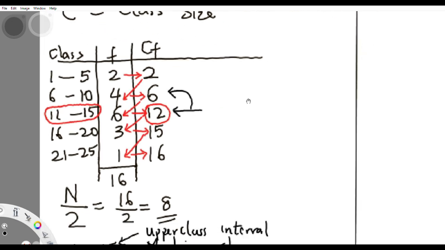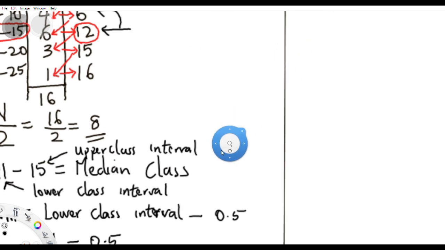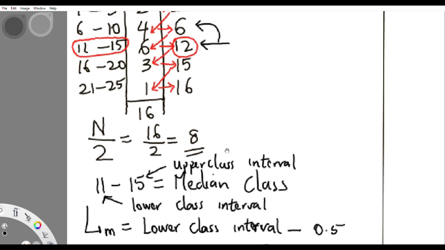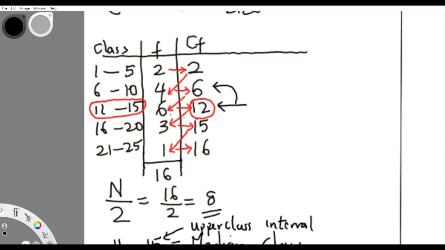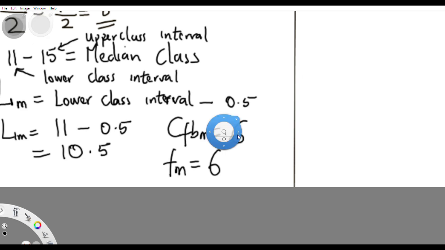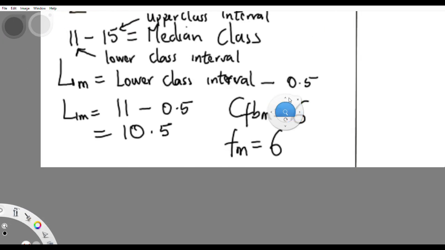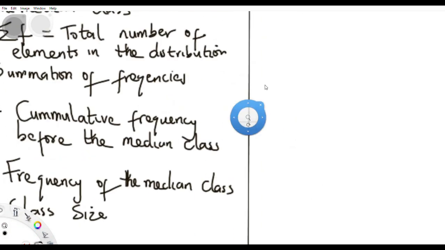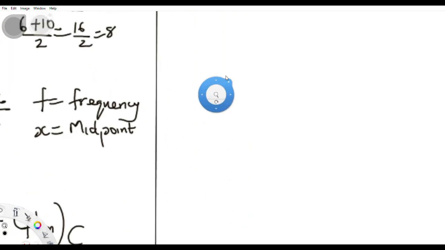So the cumulative frequency before the median class is 6, and the frequency of the median class, that one is straightforward. This is the median class. The frequency of the median class is what? Still 6. Now we need to know the class size. Now how do we get the class size? The class size is actually very, very tricky.